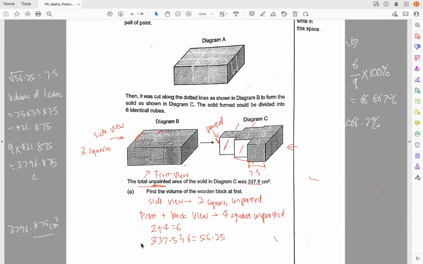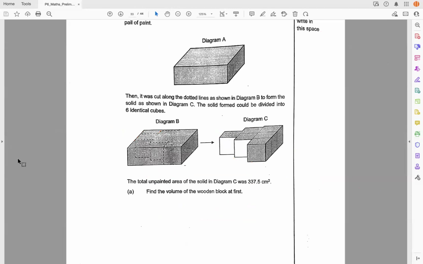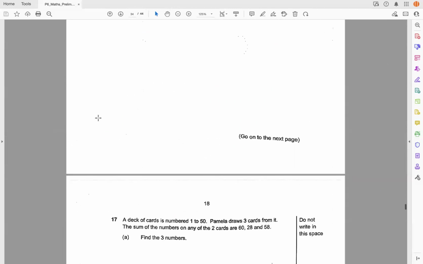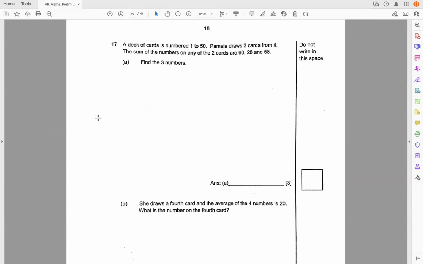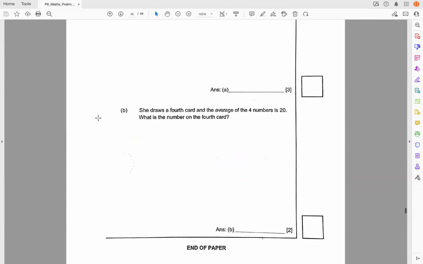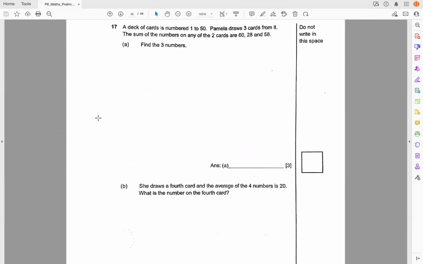Okay, now let's look at the last question, Question 17. Question 17, I show you, it's pretty easy. It's like what I learned in primary 4. Trust me, this is a primary 4 question. And then it's 3 marks or 5 marks or more. What a waste.